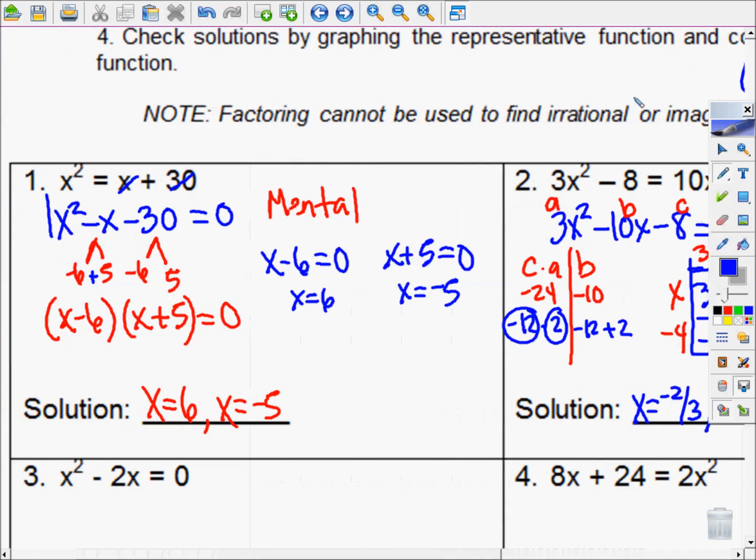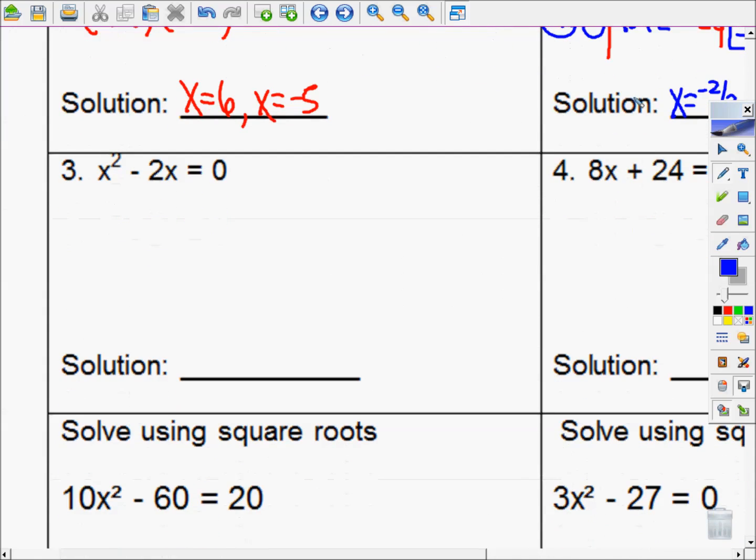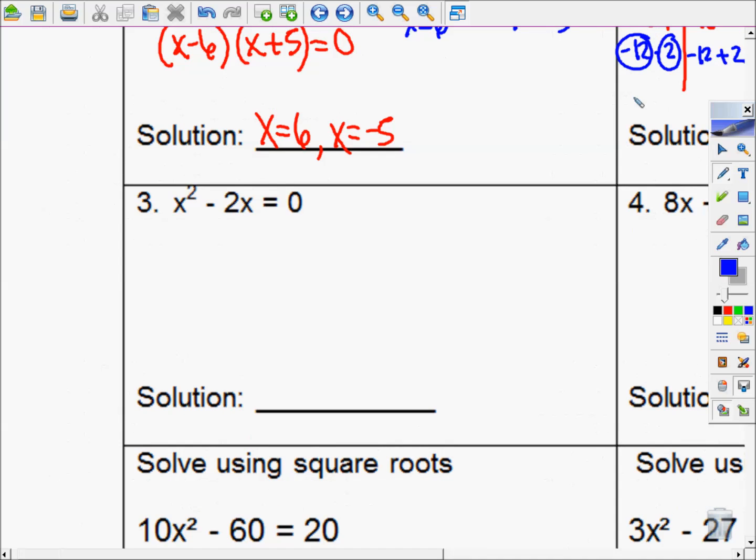Alrighty. 3. Are we good to go? So the first thing we should do is find, is there a GCF? Yes. What is it? X. Beautiful. You're so smart.